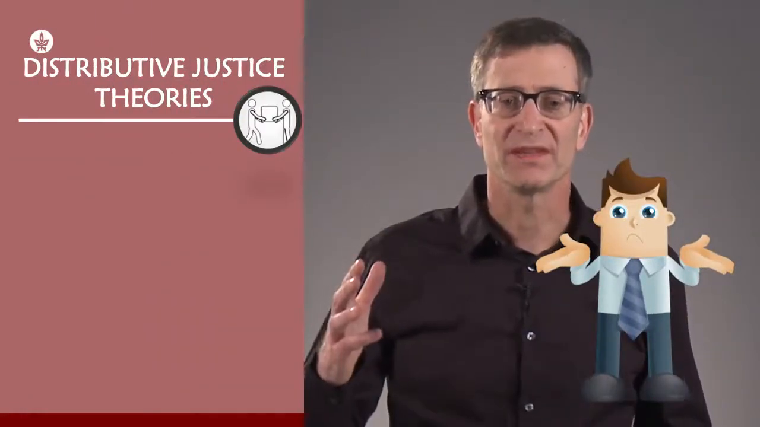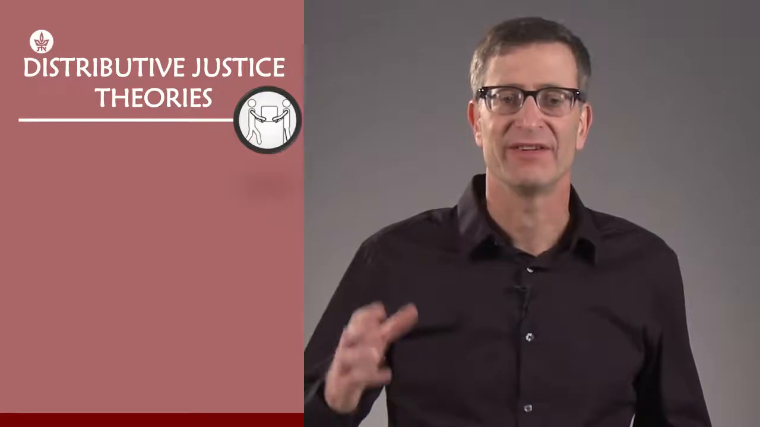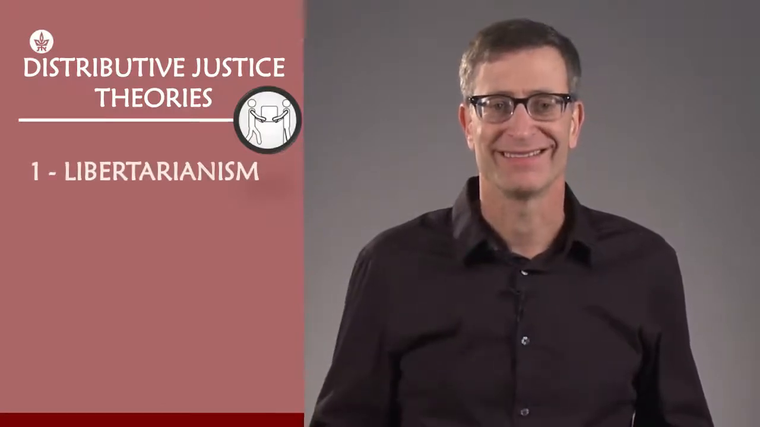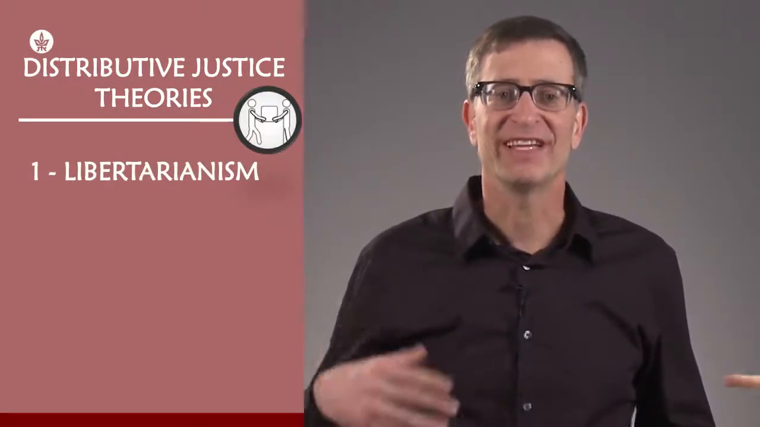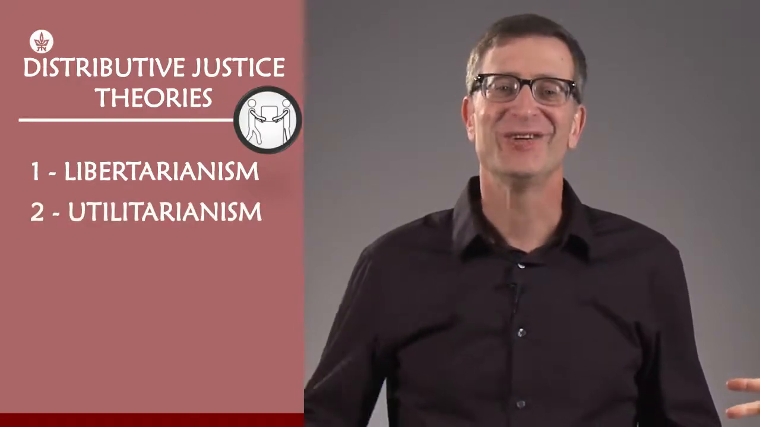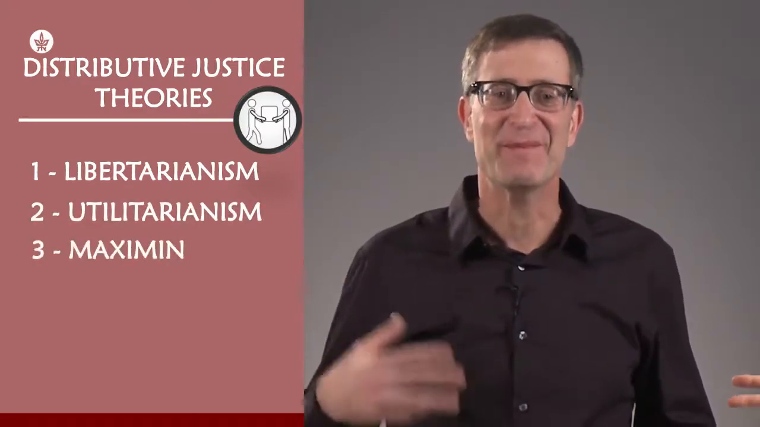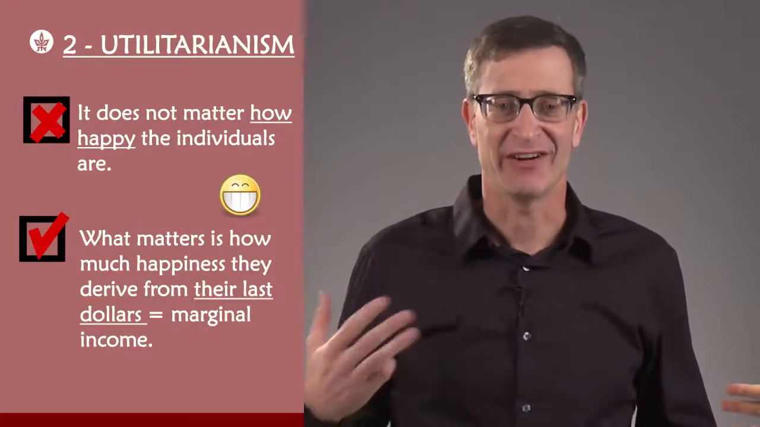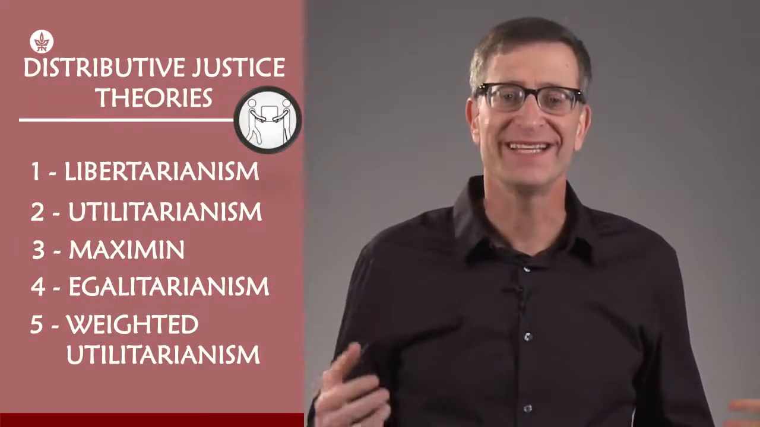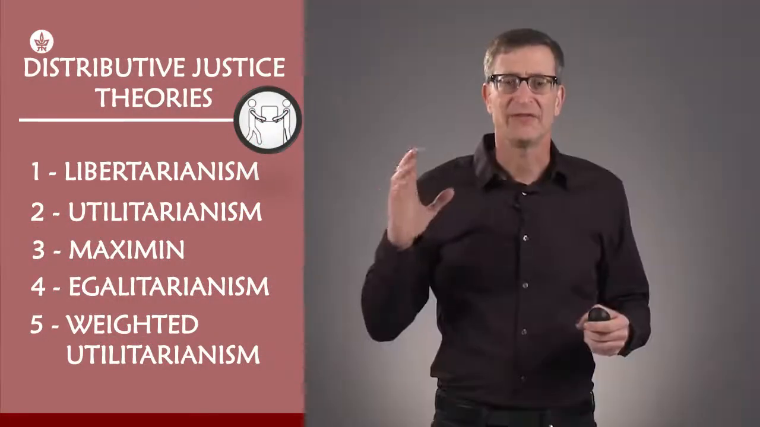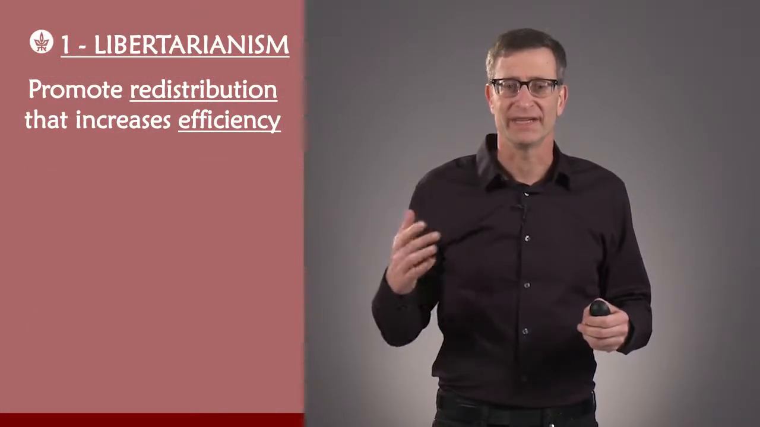Now we shall explore the various ethical theories that determine the design of our social welfare function. There is a spectrum of distributive justice theories, which for our purposes will be divided into the 5 following categories: Libertarianism, Utilitarianism, Maximin, Egalitarianism, and Weighted Utilitarianism. The first is called Libertarianism.